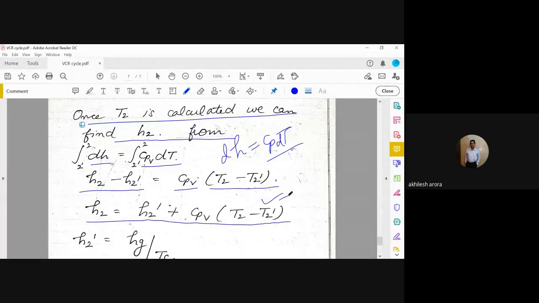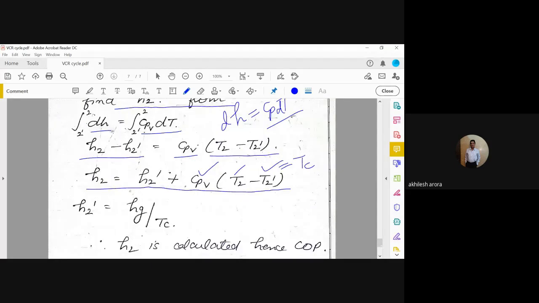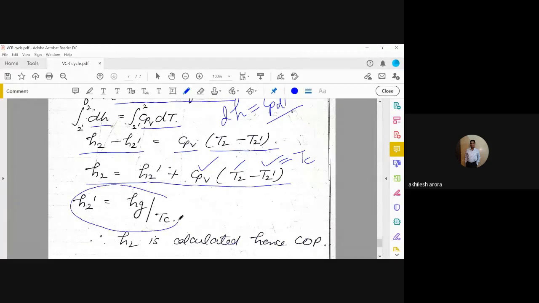T2 dash is known to us, this is equal to Tc. T2 we have just calculated. CPV is already known to us. H2 dash is not given to us, but H2 dash is nothing but Hg corresponding to Tc. The condenser temperature is already known to us, so I can always see this value of dry saturated vapor from the refrigeration tables corresponding to the condenser temperature. So this is now known to me, and I can calculate the value of H2. So H2 is calculated, hence COP can also be calculated.